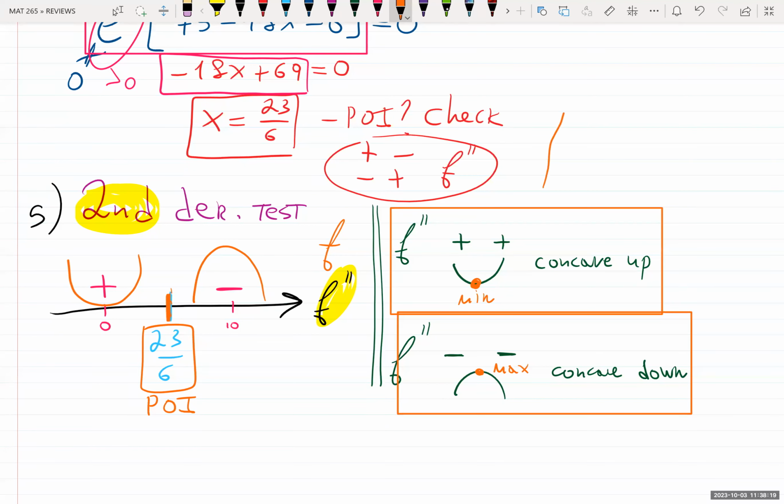Intervals increasing, decreasing, critical points first, then intervals where the function is increasing, decreasing, then concave up, concave down, and points of inflection. Good. This one I did not mess up. I'm very happy about that. So that's what you should know. Practice number 12. Let me show you. So, highly recommend to do that. This one. Practice that one.